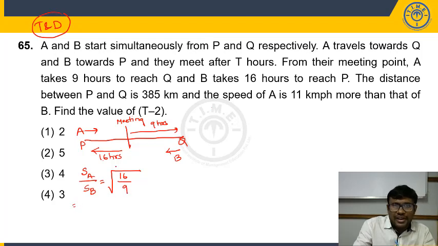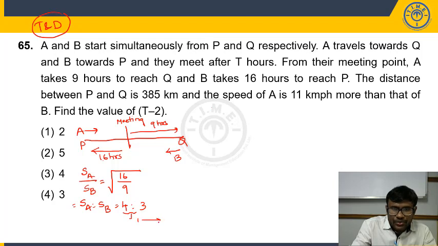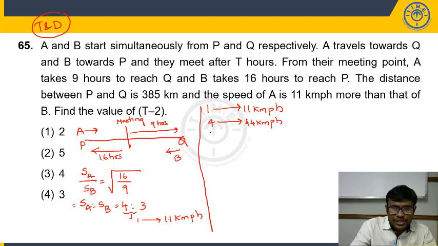So what is the speed ratio? Square root of 16 by 9, that is 4:3. So speed ratio is 4:3. Now what is given here? The speed of A is 11 kilometers per hour more than speed of B. So what is the difference in the parts? Difference in the parts is one part. One part difference is given as 11 kilometers per hour. So what is speed of A? Four parts. Four parts will be 44 kilometers per hour. And speed of B, three parts, that is 33 kilometers per hour.